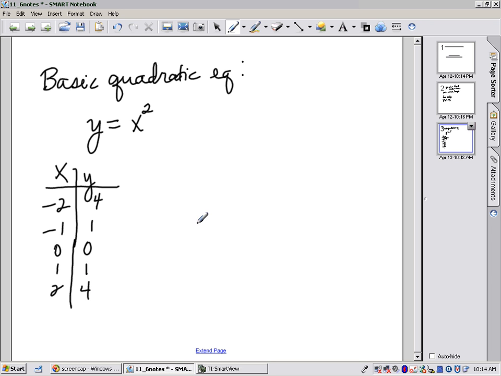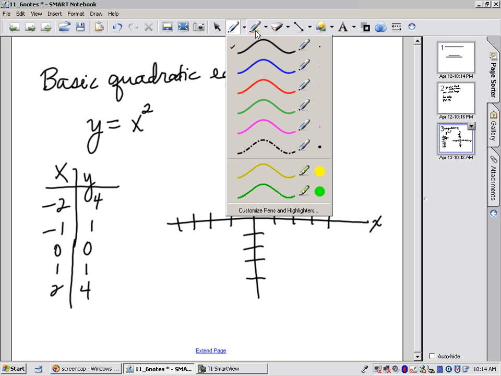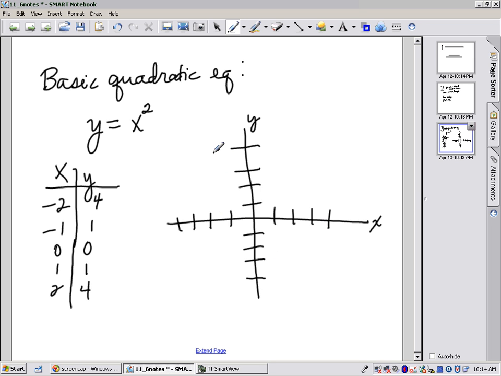And so whenever you graph it, notice that we'll have -2, 4. And again, graph paper would be great to use here. -1, 1, 0, 0, 1, 1, and 2, 4. And if we connect those points, we get the shape of what's called a parabola.